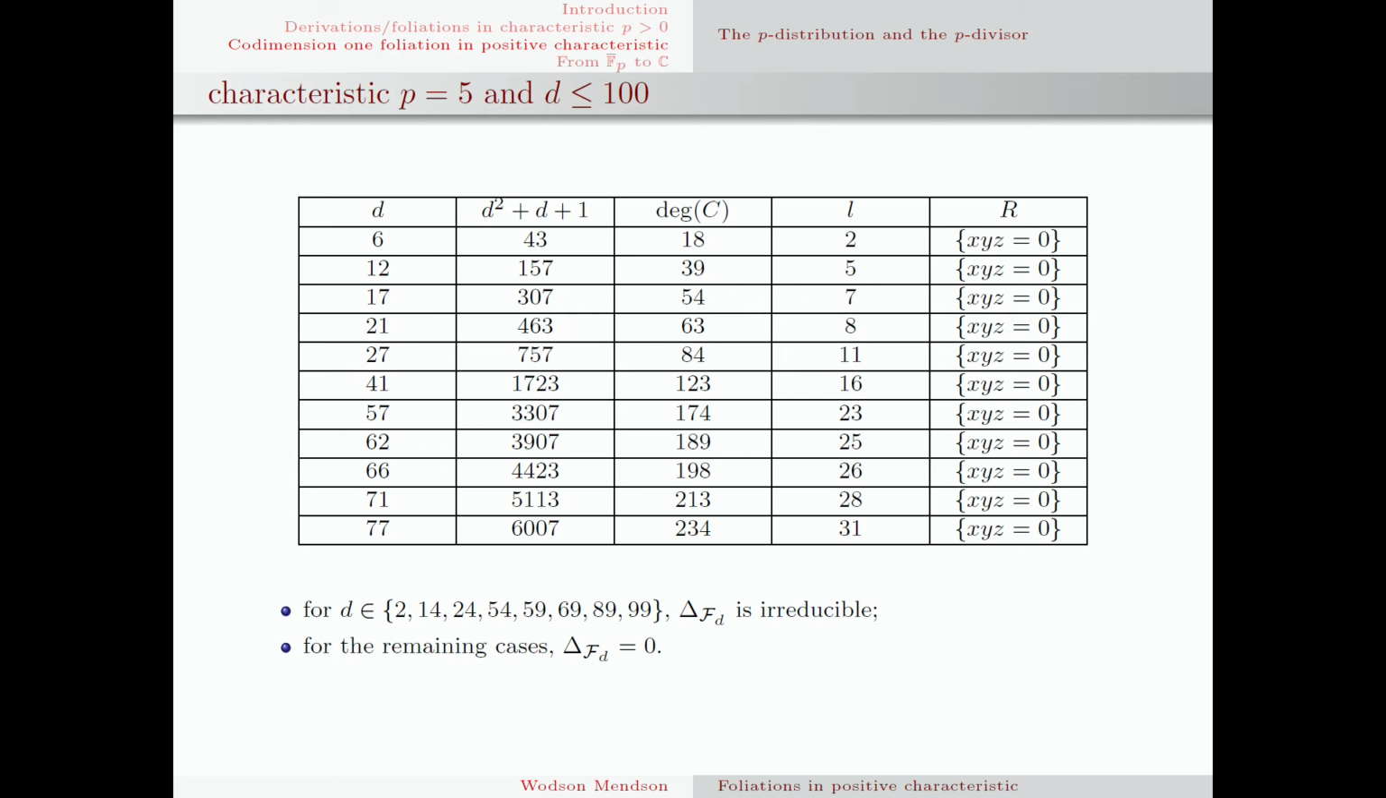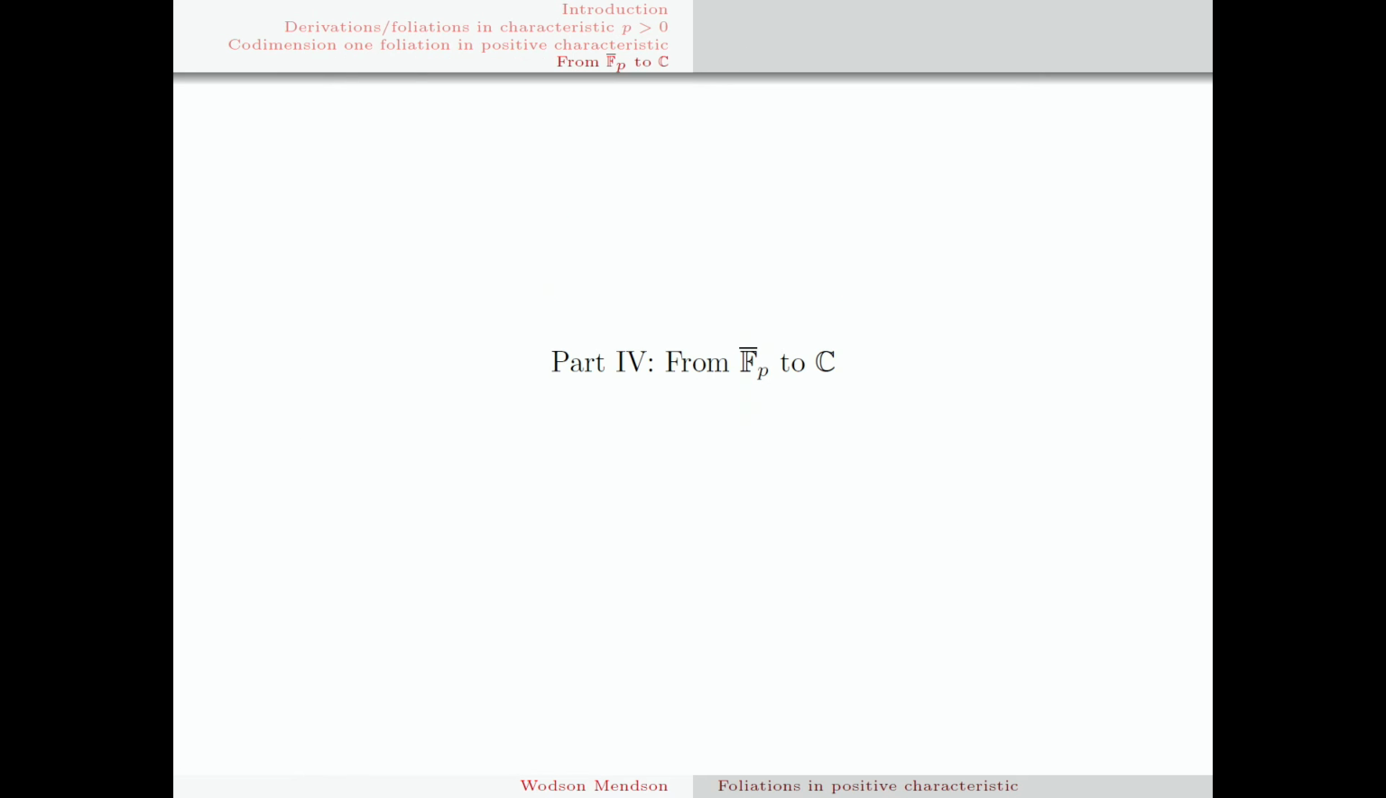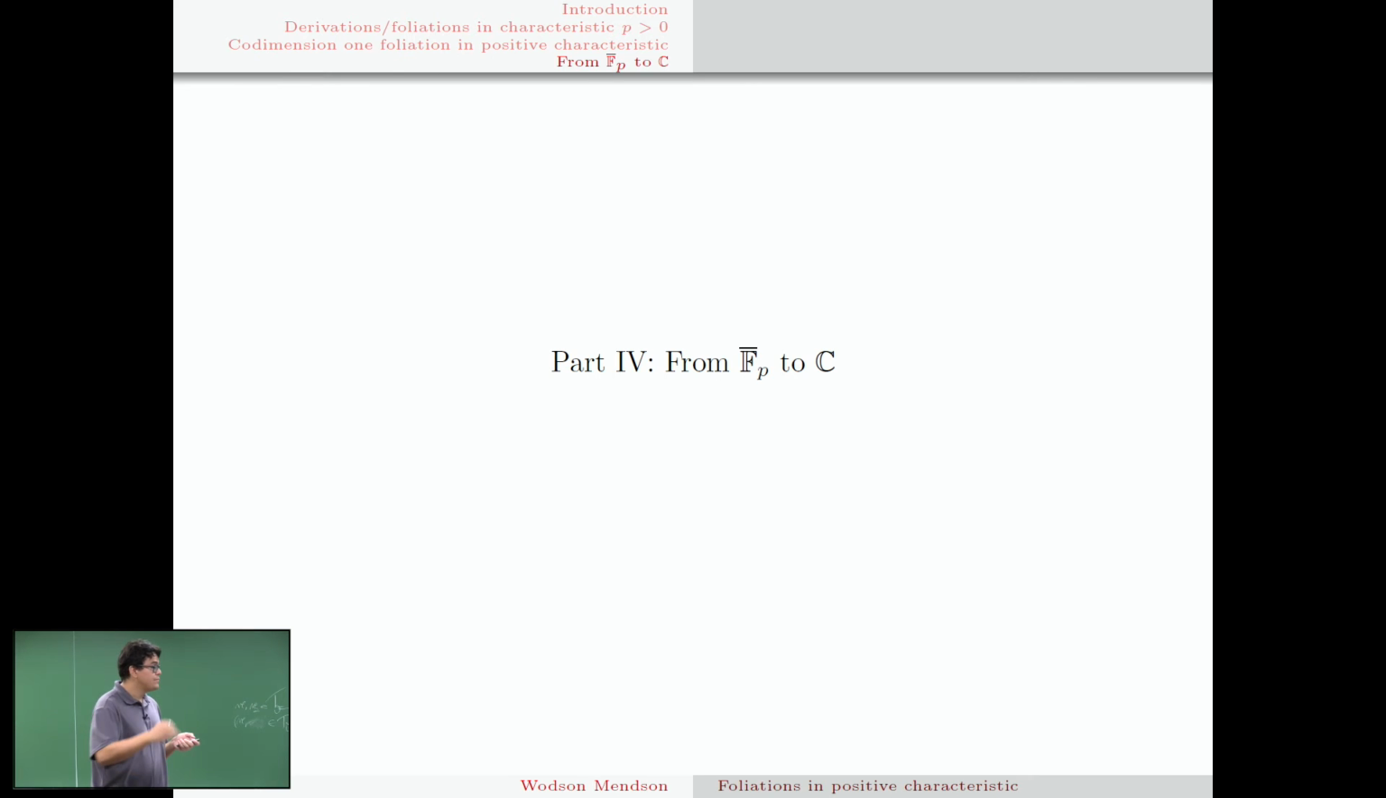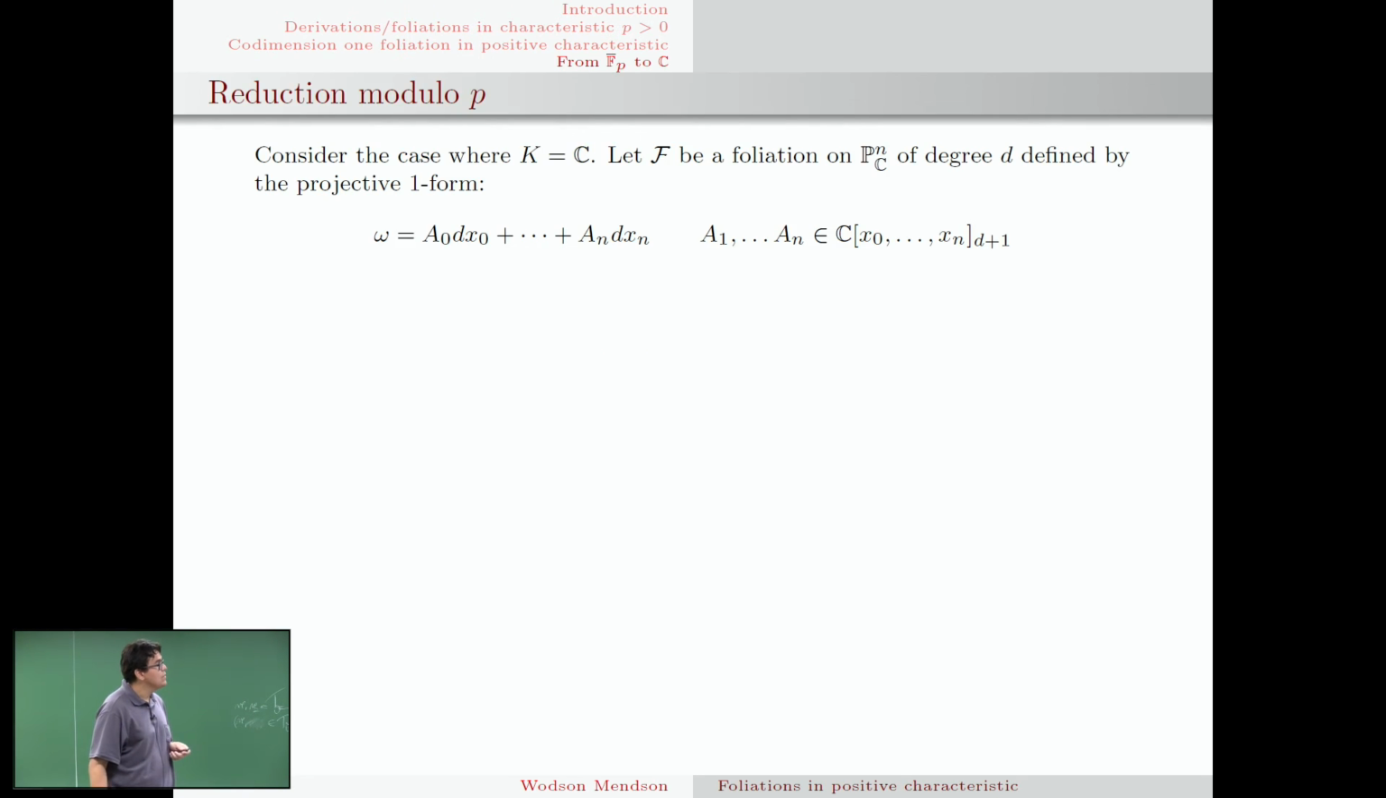Now we are going to the last part, that is reduction mod P and how to lift. So for reduction mod P, I'll talk about foliations on Pn because everything is simpler. So we have explicit equations. We take a codimension 1 foliation on Pn of degree d, defined by this projective 1-form, with A0, A1 up to An.